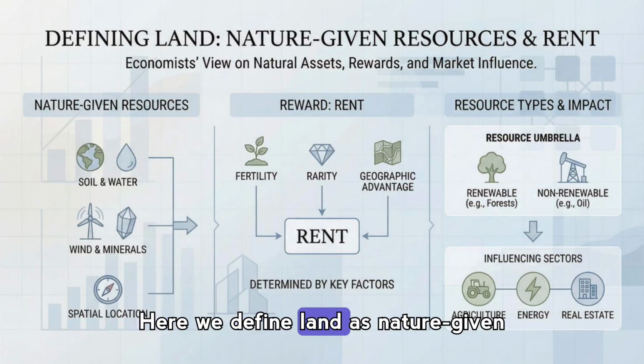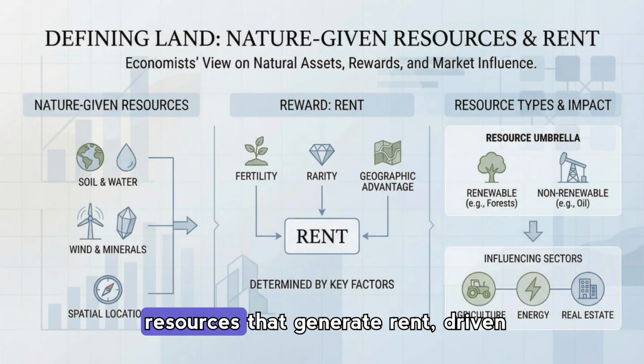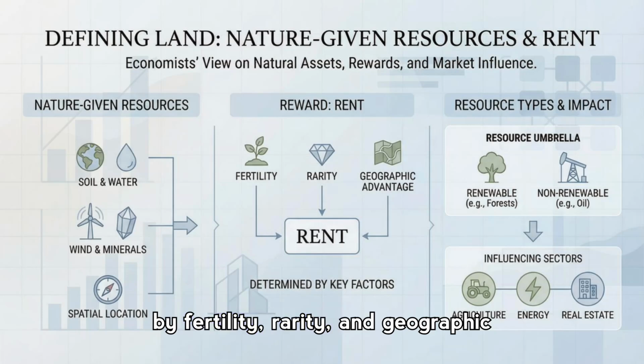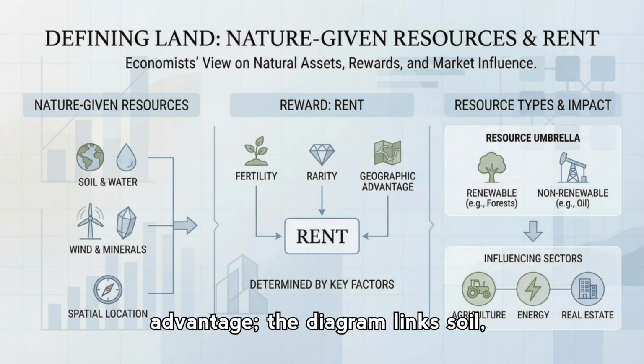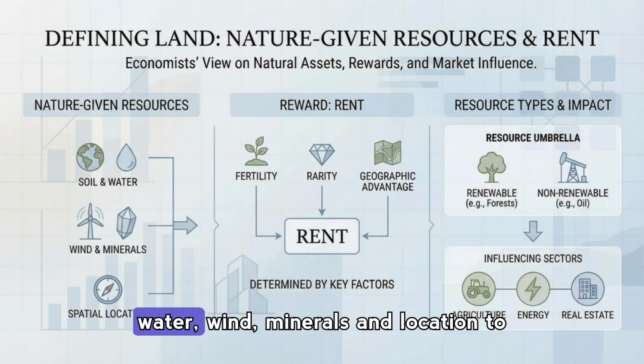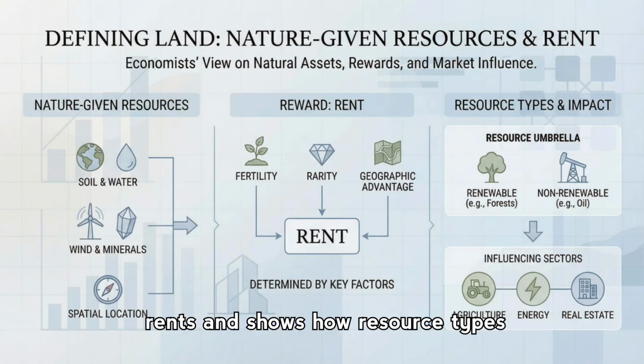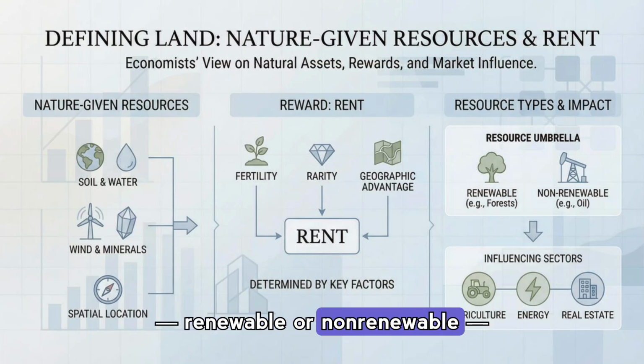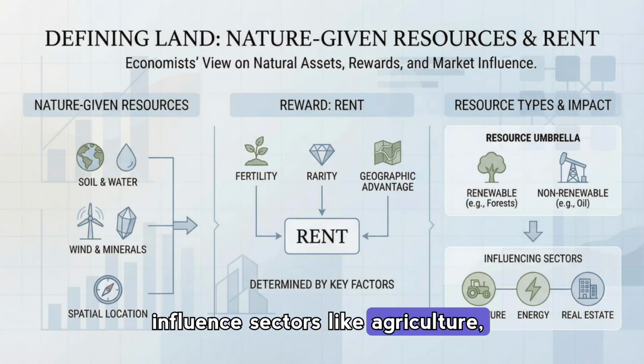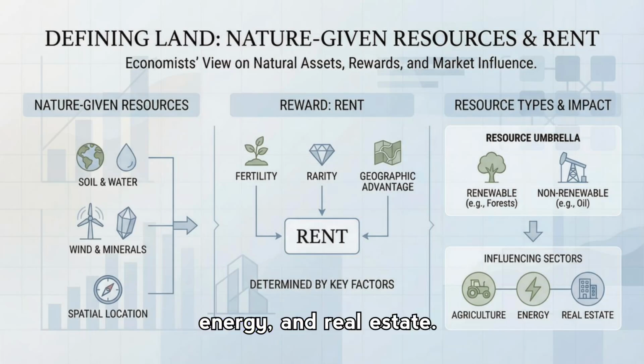Here we define land as nature-given resources that generate rent, driven by fertility, rarity, and geographic advantage. The diagram links soil, water, wind, minerals and location to rents, and shows how resource types, renewable or non-renewable, influence sectors like agriculture, energy, and real estate.